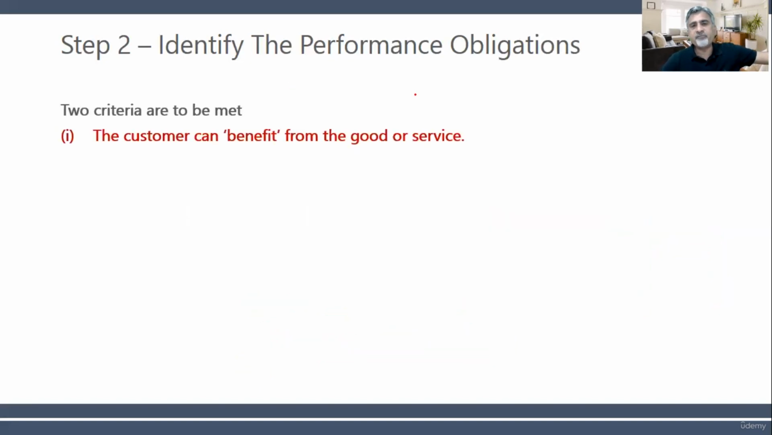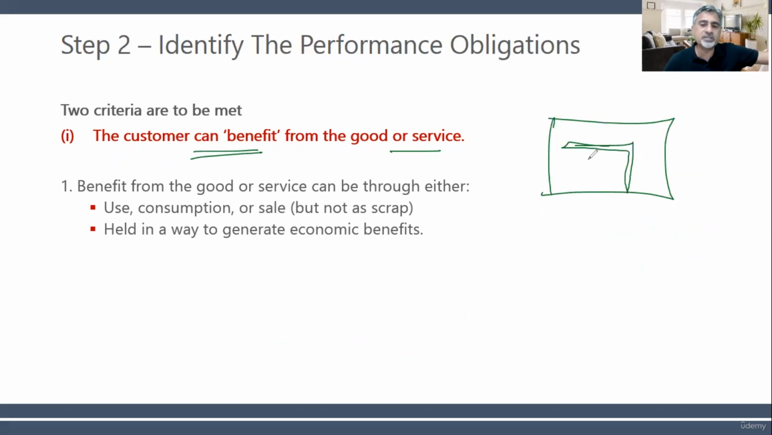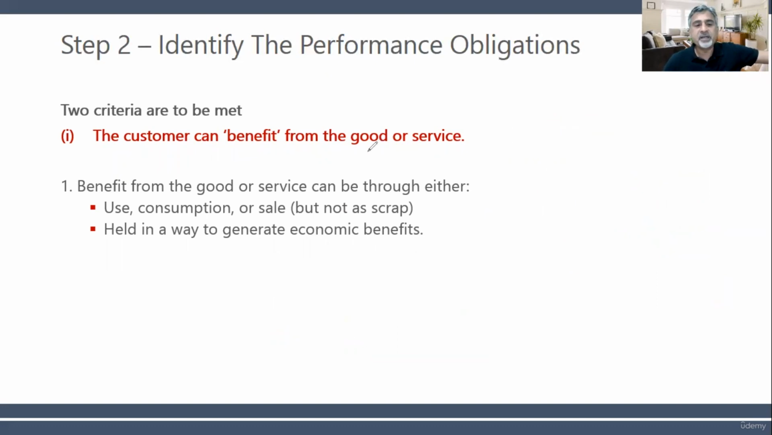The two criteria for performance obligation are to be met. Number 1, the customer can benefit from the good or service. Like I told you that in that wall, you make the electricity wiring holes. So these holes, if somebody, they can benefit, or maybe you dig the foundation of the building. The customer can benefit. And how do you benefit? So what is the benefit?